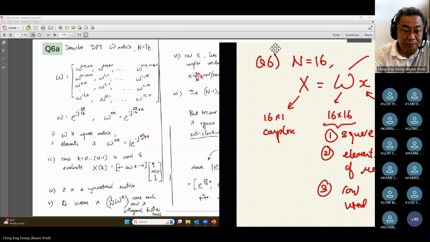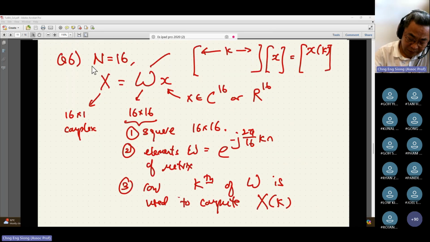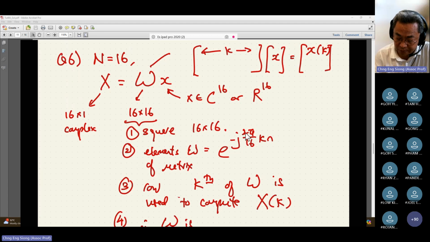Okay, what else can we say? We can say many things. The fourth is, because it's e^(-j2π/N kn), therefore W is symmetrical.